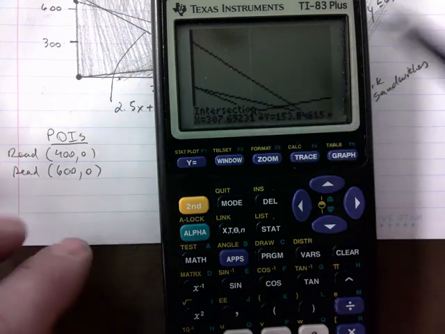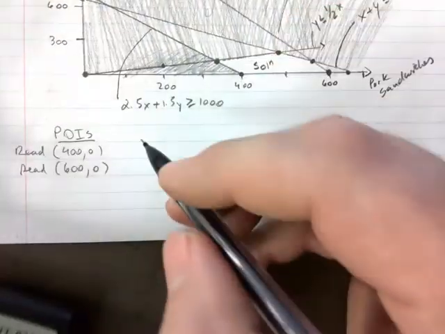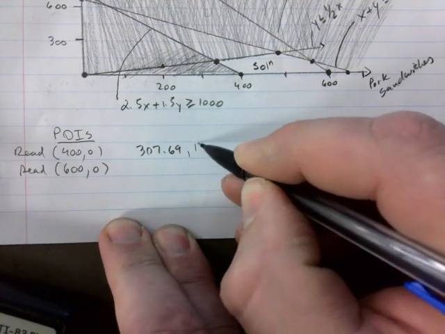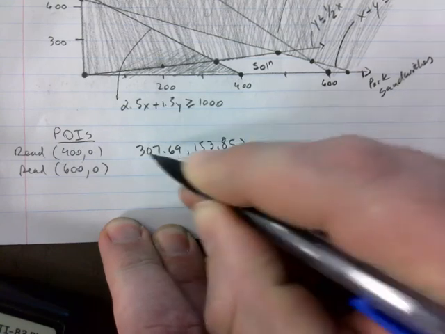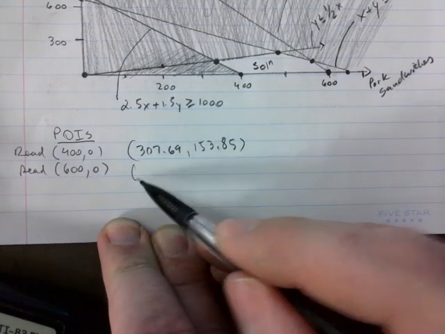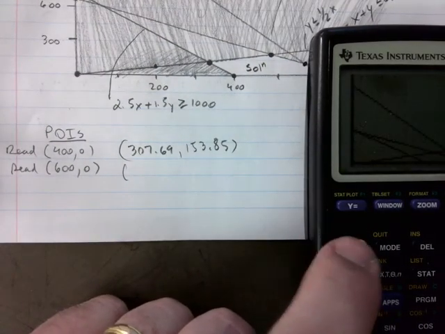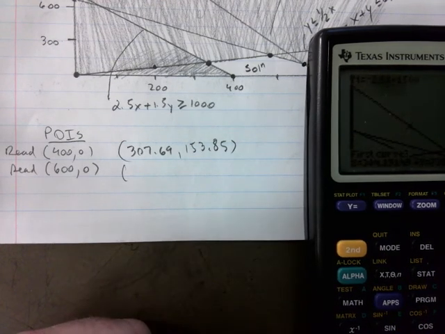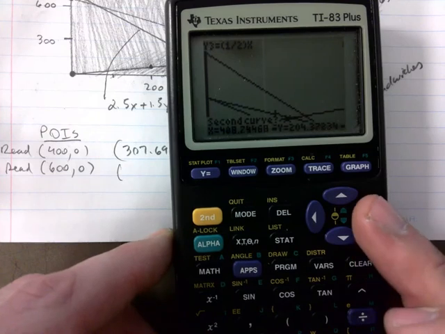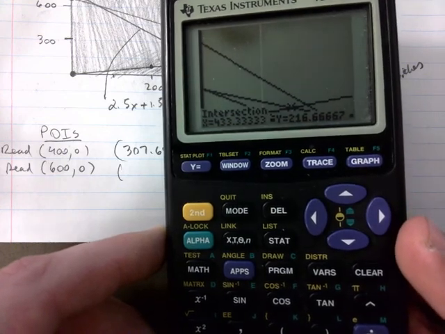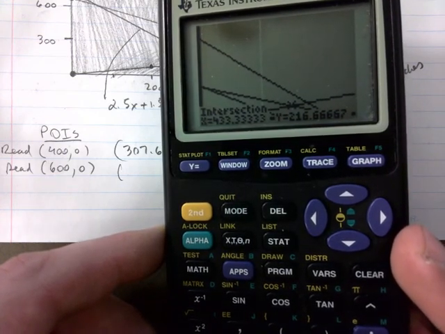So that point right there is 307.69, comma 153.85. This one up here, second trace 5. I want to jump on that line, enter, and then I want to be on the other one, right? If you go sideways, you can see which one you're traveling on. Hit enter, enter. So that's 433.33, 216.67.